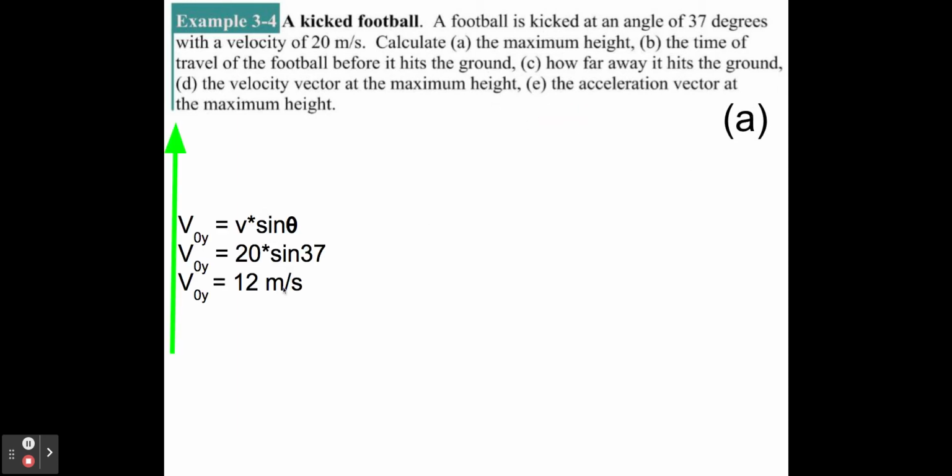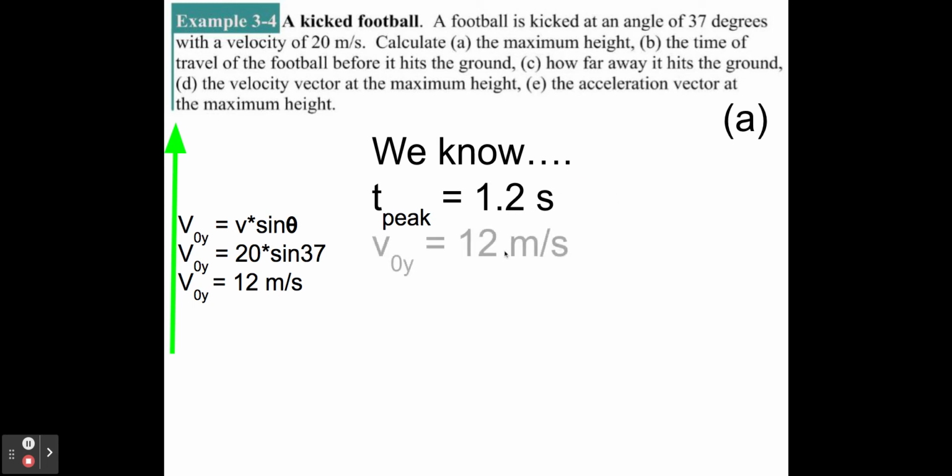So let's actually get to part A right here, the maximum height. Here's the important information that we need to know. We're going up at 12 meters per second. So here are some variables. We know that the time to the peak will only take 1.2 seconds. Remember, you take this initial velocity and divide it by 10. The first equation, by the way, is the one that proves that that's true every single time.